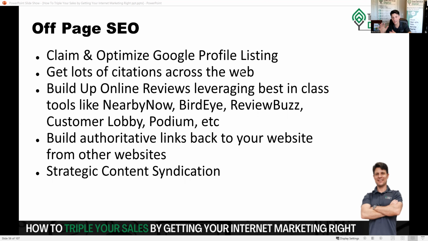Off the page, there are things you can do that influence your rankings that are not on your website but on other websites. Claim and optimize your Google profile listing. Make sure you've got that thing live and it's verified. Get lots of citations across the web, so make sure you're cited in all the different web directories.